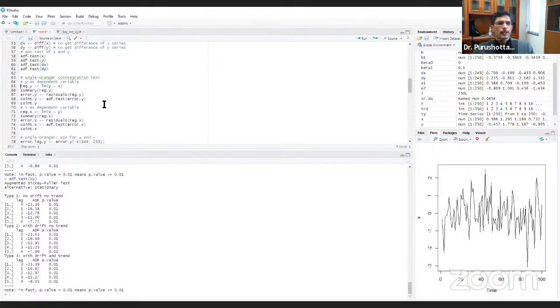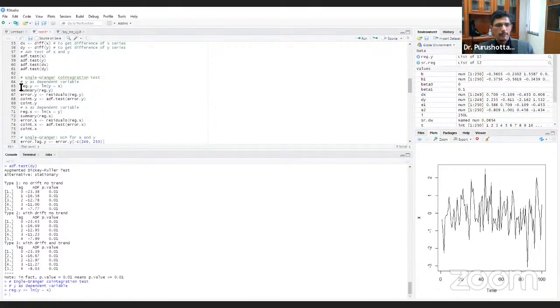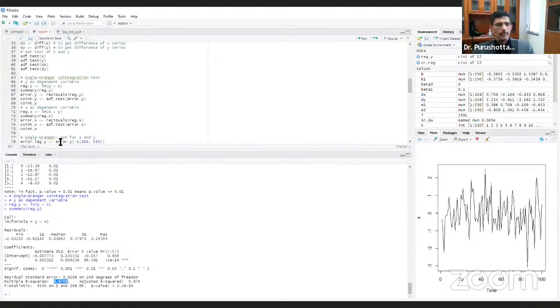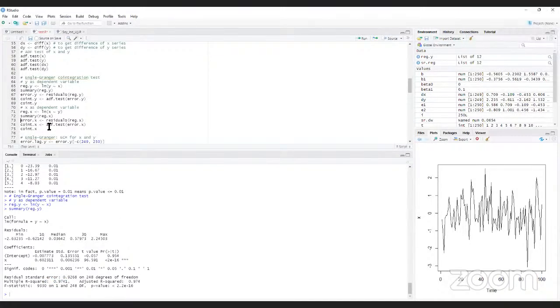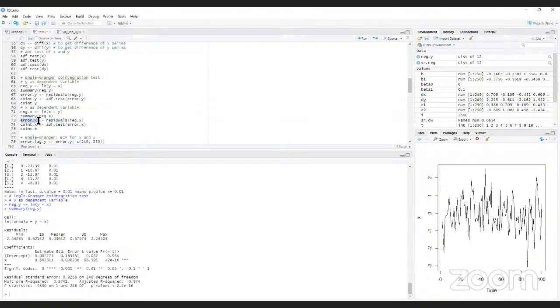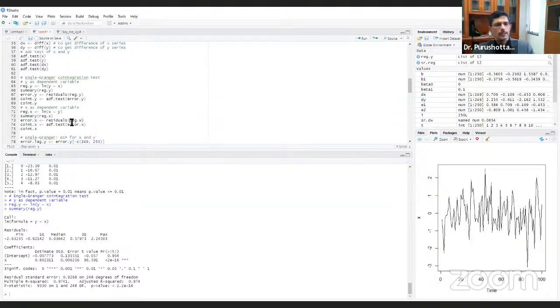Okay, we'll go for the Engle-Granger cointegration test. For that, as we have discussed, we will regress one series on the other. Then we see the results. These results are the long run relationship. Then we will see the residual series, which is the name I'm going to give to the residuals generated from the regression.